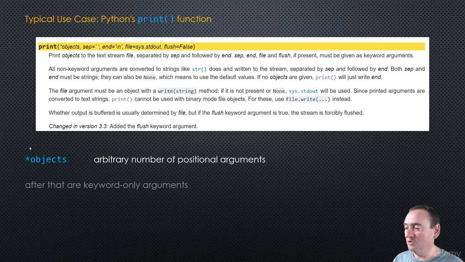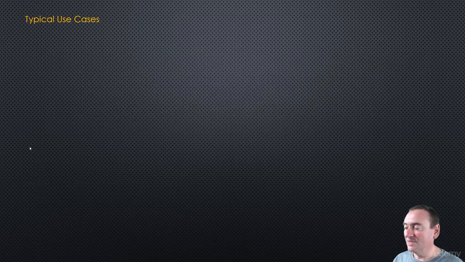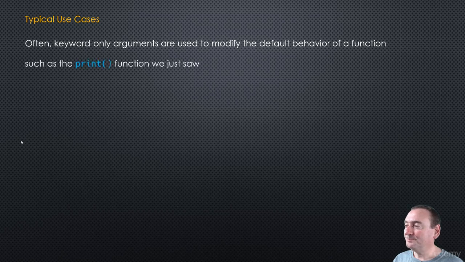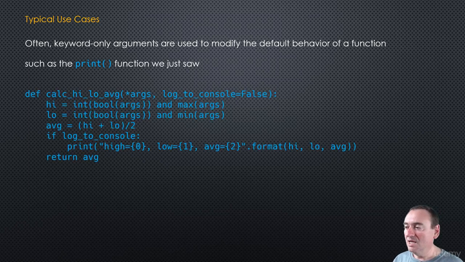All right, so this just goes over what we just discussed. So here's another one. Often keyword-only arguments are used to modify the default behavior of a function, just like we saw in the print function just now. Here's another example. Let's say we have this method here called calc_high_low_avg, and it takes *args. So basically what this function does, it's going to take an arbitrary number of positional arguments. It's going to look at the minimum value, the maximum value, and calculate the average of those two values.